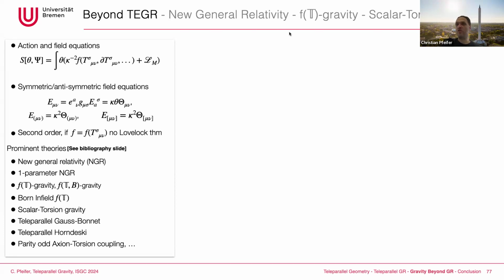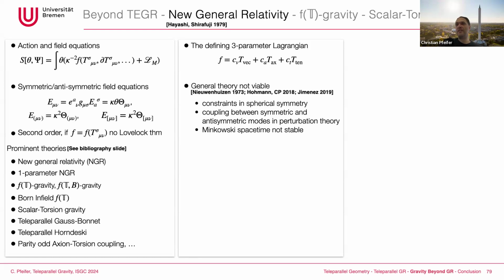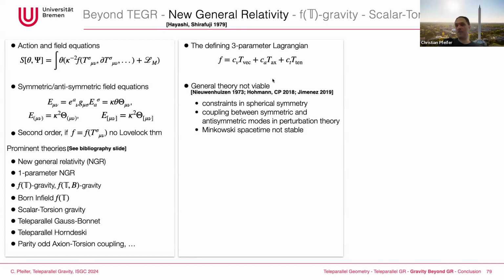I would now start with new general relativity, mainly because it's the simplest and the one which is closest to general relativity. So how is new general relativity defined? It is defined by a three-parameter Lagrangian, which is the most general quadratic parity even torsion scalar, a sum of the parity even torsion scalars you can construct. This was introduced quite some time ago already, and has been studied a long time since then.